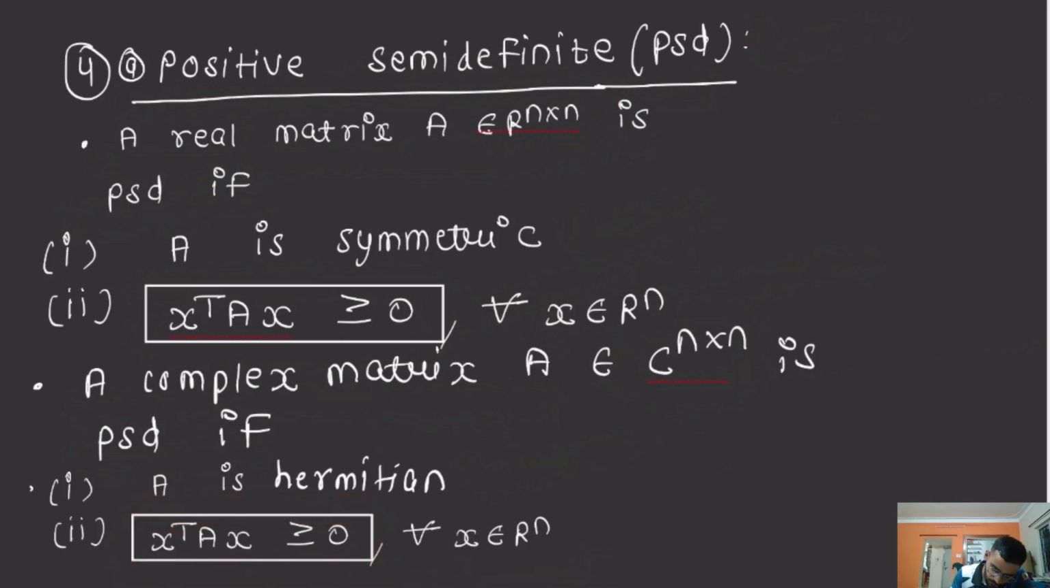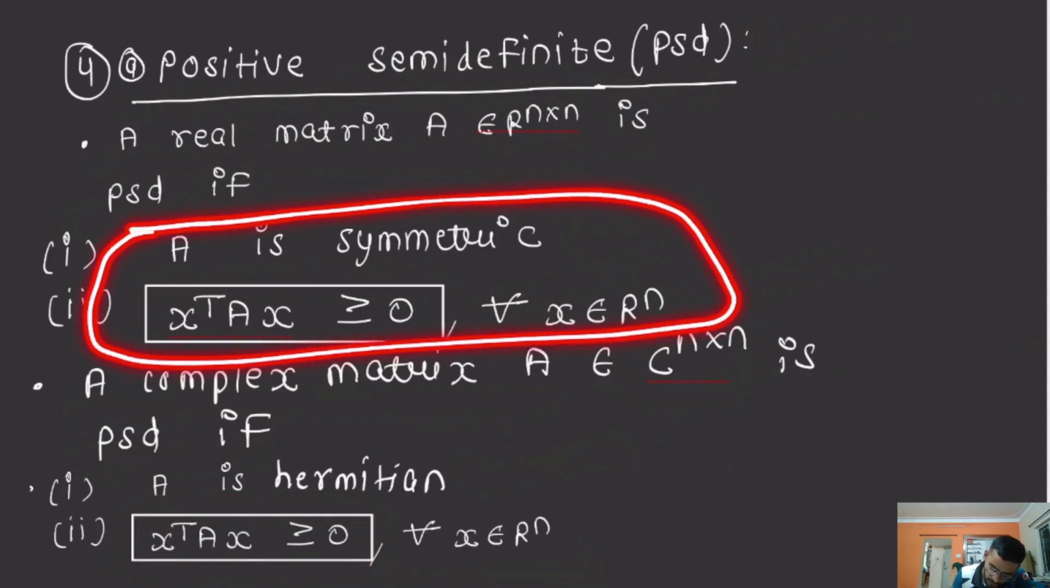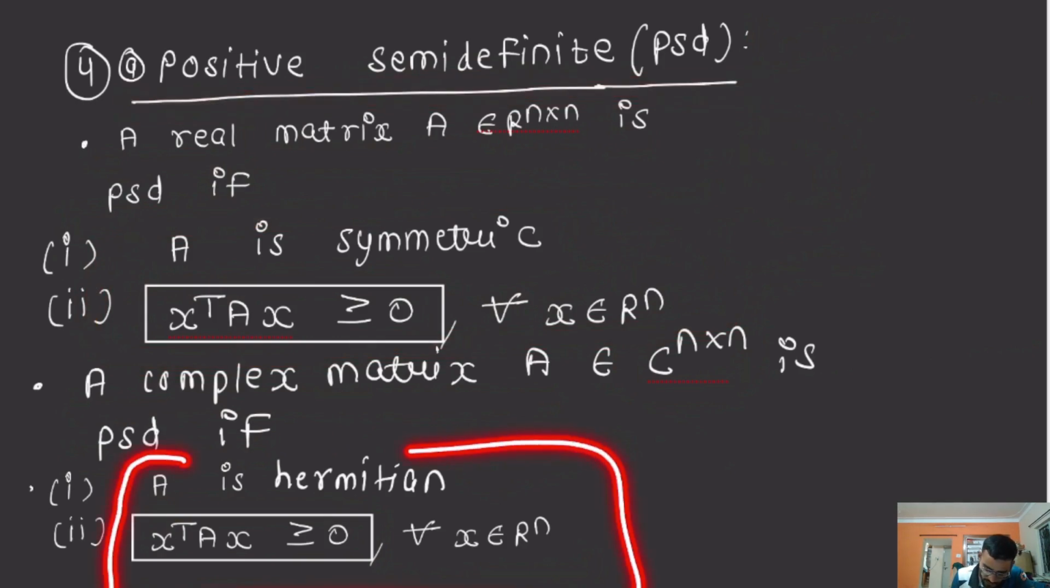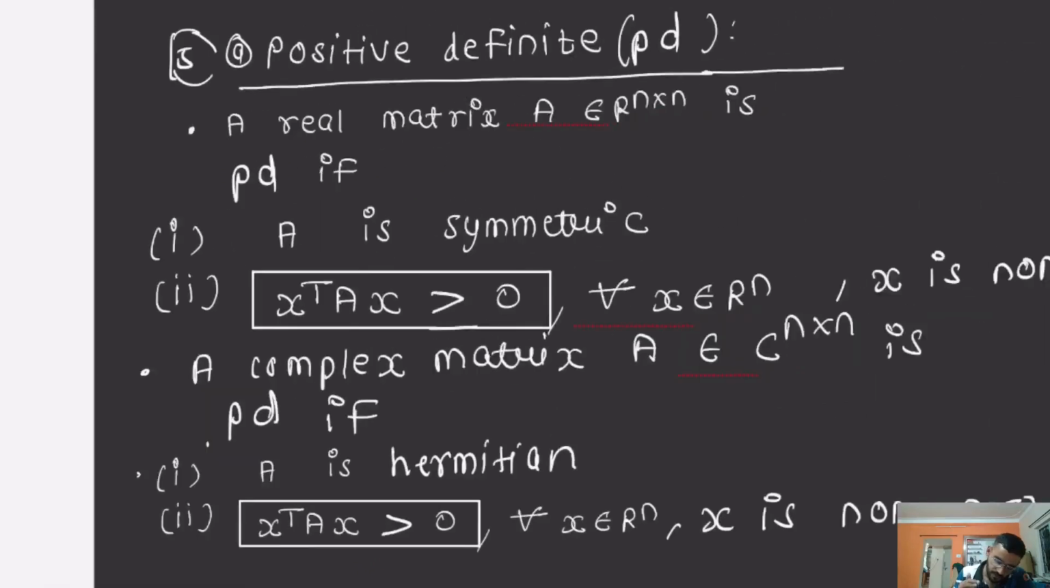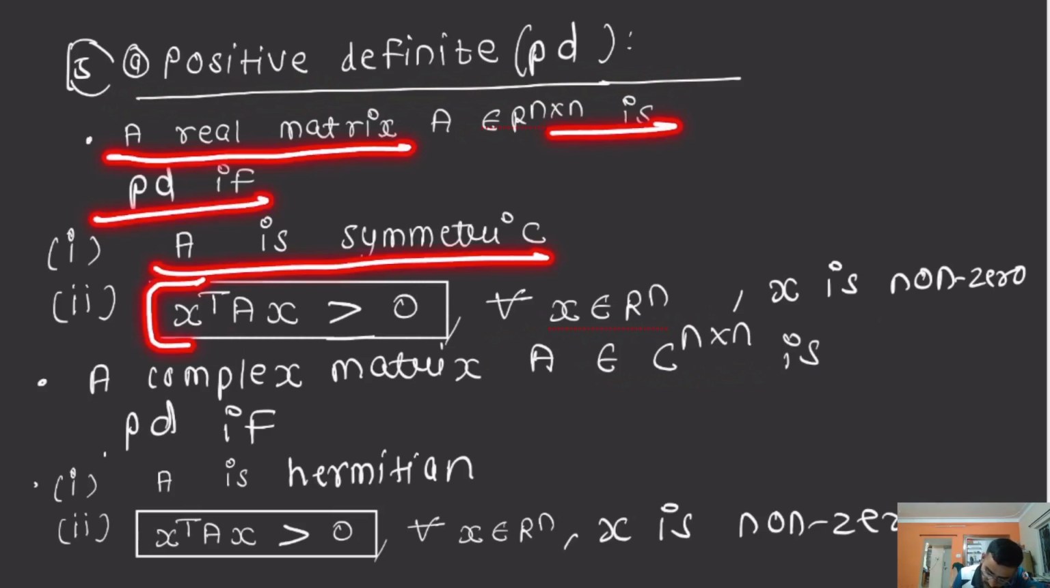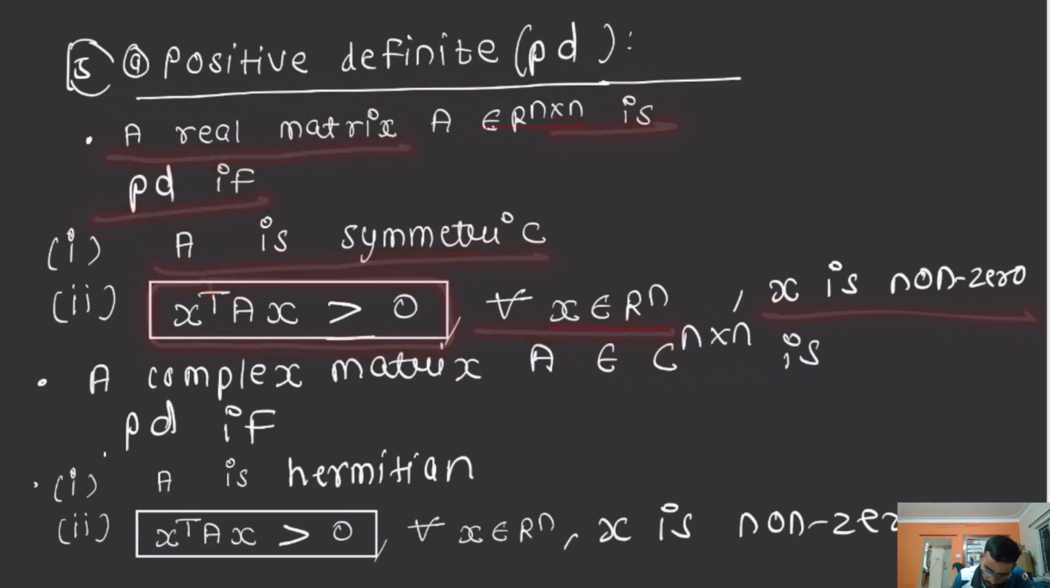Which means if a matrix satisfies these two properties and A is real, then it can be called positive semi-definite. And for a complex matrix, for A to be positive semi-definite, these two properties must be satisfied. Okay. And one more beautiful concept of matrices is positive definiteness. A real matrix is positive definite if A is symmetric and xᵀAx is greater than 0 for all x belonging to Rⁿ such that x is non-zero.